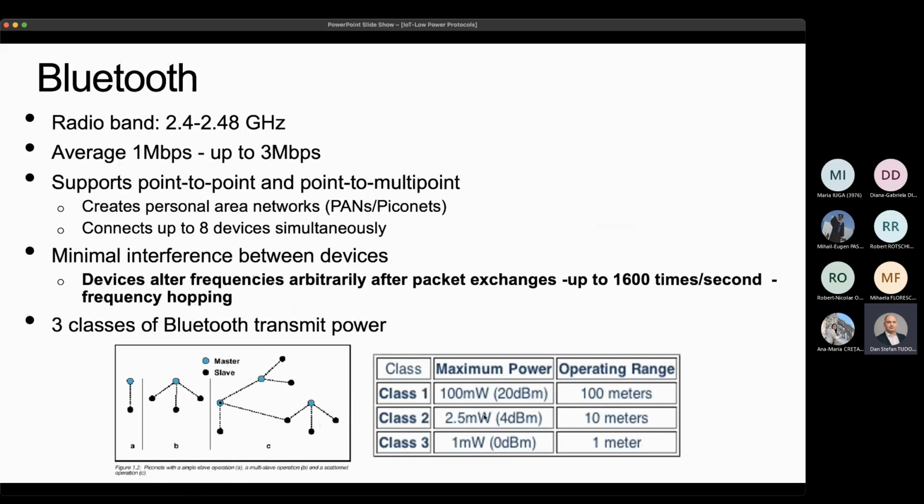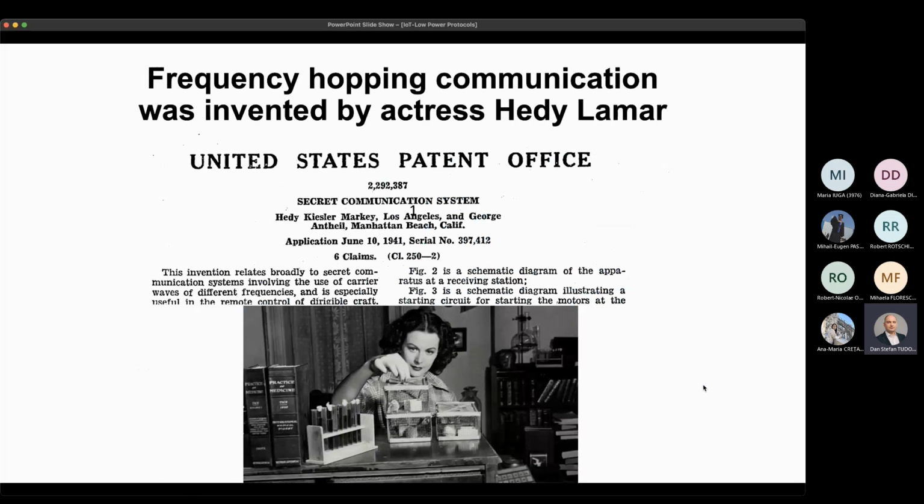From class 1, the highest power one, which of course has the largest operating range of 100 meters or more, you can have down to class 3, which is 1 meter. That's for the Bluetooth standard, so to speak.